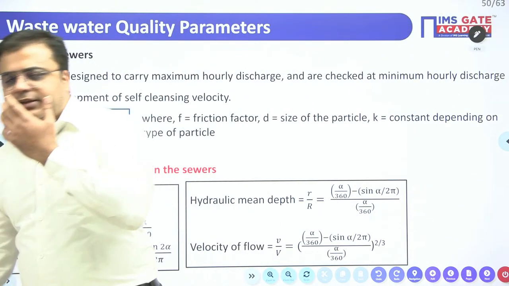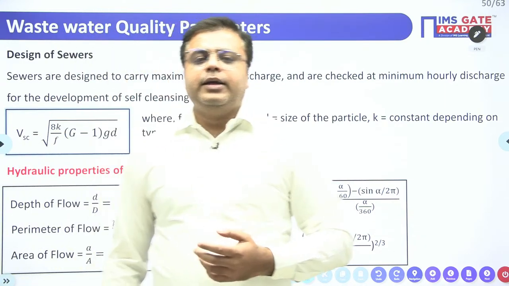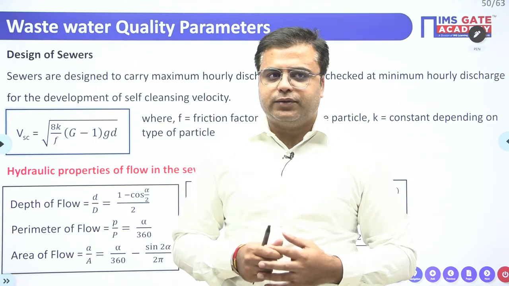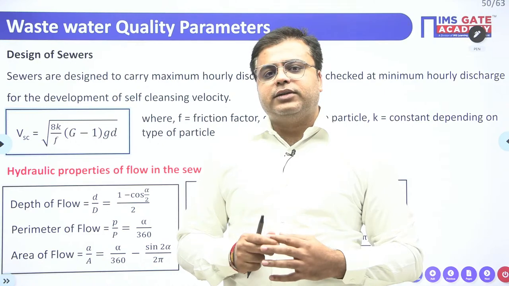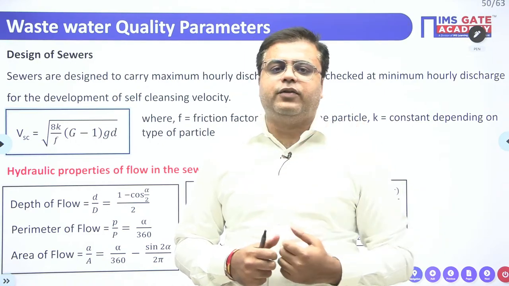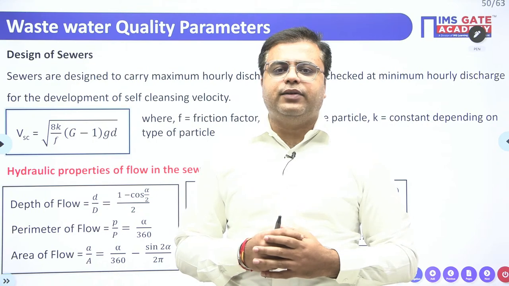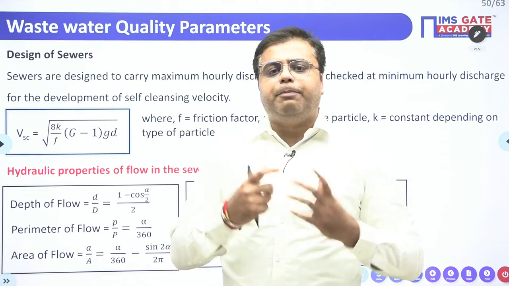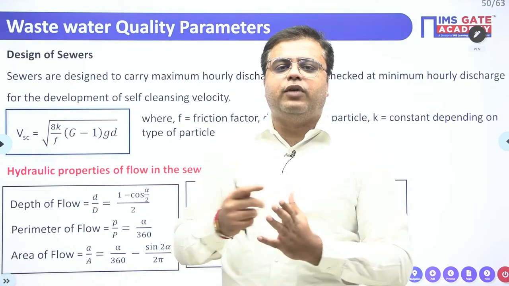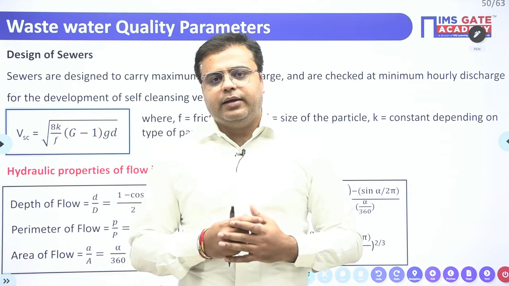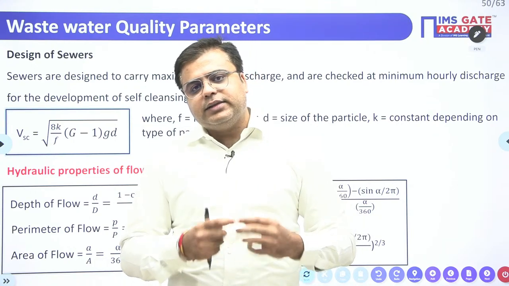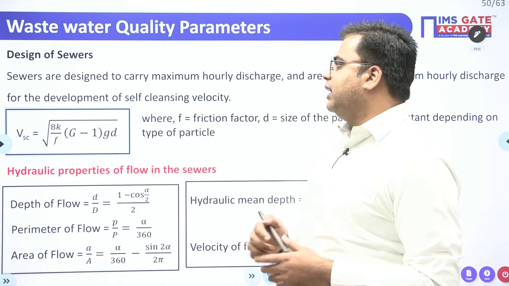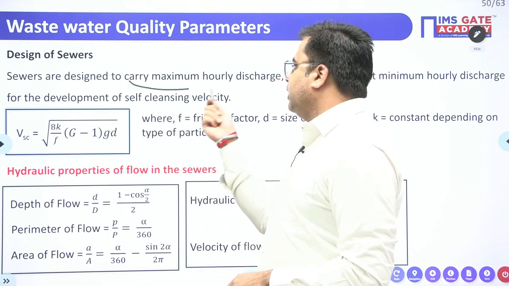Next, once wastewater is generated in any community, it is collected and supplied to the treatment plant using different types of sewers. Under the sewers, the flow happens under the action of gravity. The flow inside the sewers is open channel flow, right? So we do not introduce any pumps to transfer sewage from one point to another in a community. This flow happens under the action of gravity. These sewers are designed to carry maximum discharge.